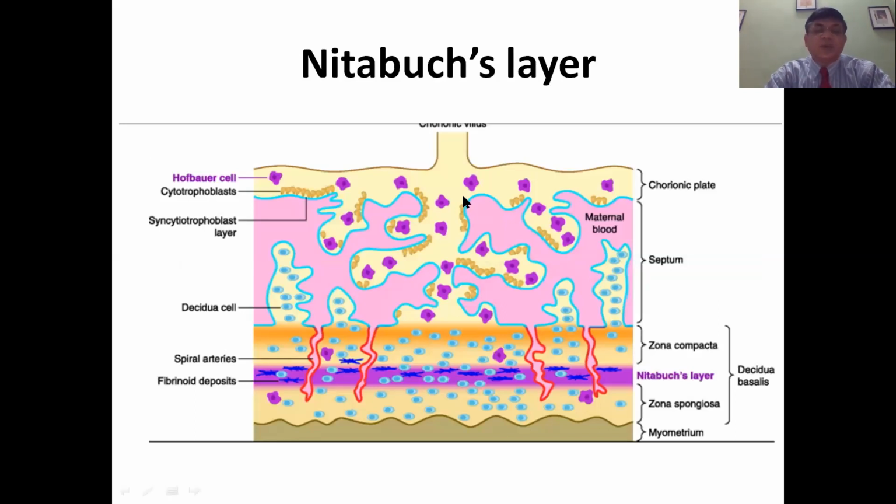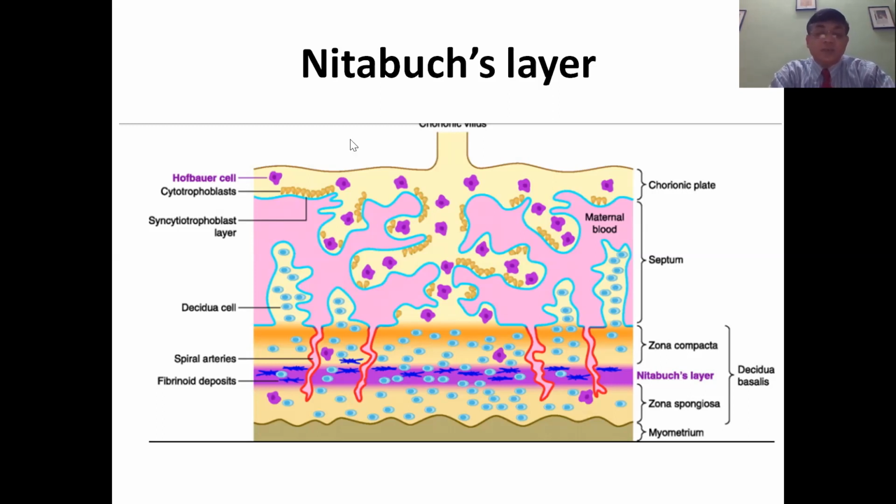Now we just discussed about Nitabuch's layer. What is this Nitabuch's layer? See, on the fetal side, the placenta is attached to the chorionic plate that forms the placenta. On the maternal side, it's the decidua basalis that takes part in the formation of the placenta. But this placenta at the end of delivery has to separate from the decidua and get expelled. So there is a layer in the decidua basalis which separates this placenta, and placenta can get delivered.